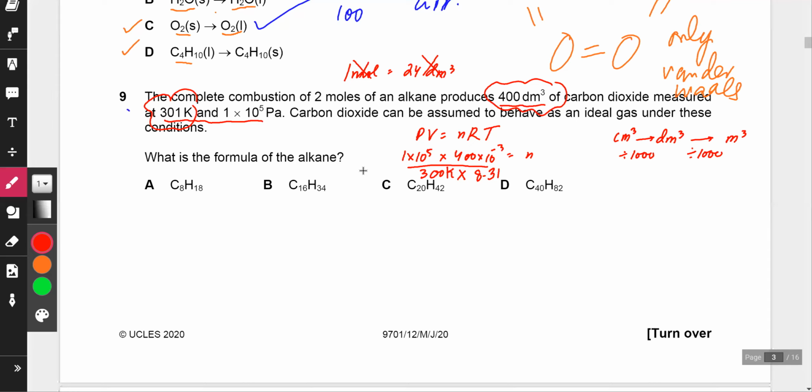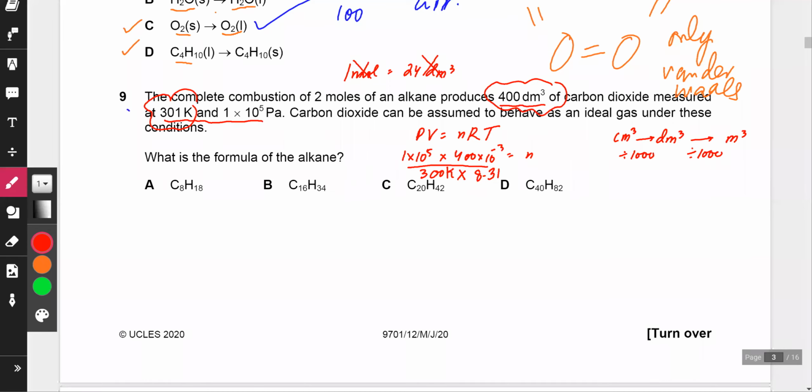Anyone has a calculator? Try and tell me what the answer is for this. 1 times 10 power 5 into 400 into 10 power minus 3 gives me 40,000. 40,000 is going to be divided by 300. So that gives me 133.3, and it's going to be divided again by 8.31. So the final answer is around 16.